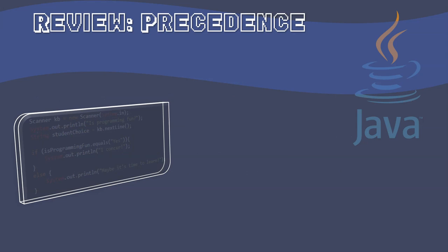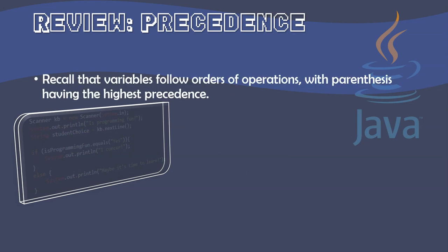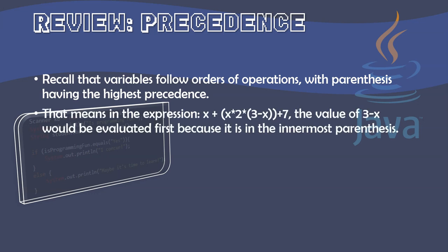Similarly, we are going to also have to deal with precedence. Variables follow typically an arithmetic order of operations, with parentheses having the highest precedence. Generally speaking, our order of operations is going to move left to right. So with that in mind, if I had an expression such as x + (x * 2 * (3 - x)) + 7, the value 3 - x would be evaluated first because it is in the innermost parentheses. That would mean whatever I get out of 3 - x, the next step would be to take x times 2 times whatever that evaluated to. That would be my second step there.